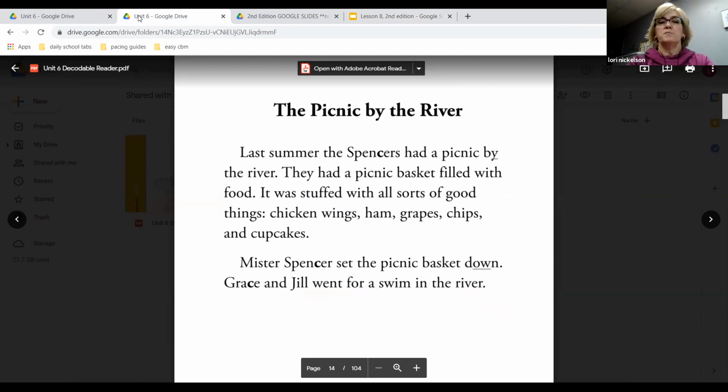Last summer, the Spencers had a picnic by the river. They had a picnic basket filled with food. It was stuffed with all sorts of good things: chicken wings, ham, grapes, chips, and cupcakes. Mr. Spencer set the picnic basket down. Grace and Jill went for a swim in the river.